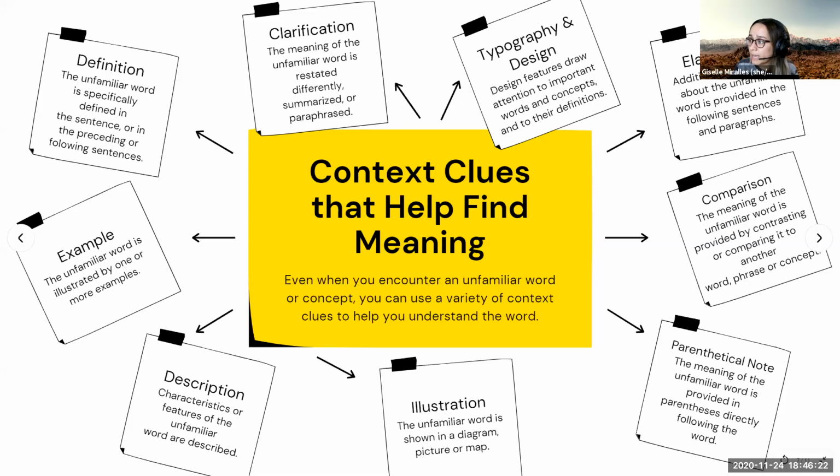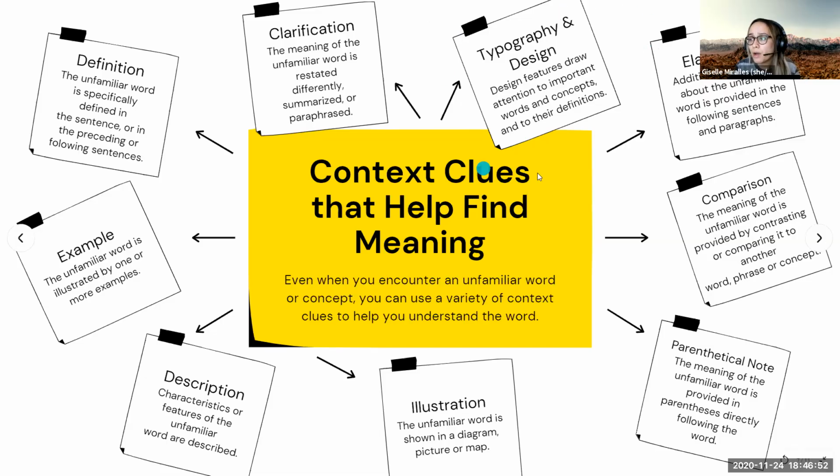Another one is elaboration, which is when additional information about the unfamiliar word is provided in the following sentences and paragraphs. So sometimes you'll be reading and you'll get to that word, you don't understand it, but if you keep reading, later sentences or paragraphs might elaborate further on the word or concept for your understanding. You might find signal words like in addition, another, or consequently that mark where an elaboration is happening.